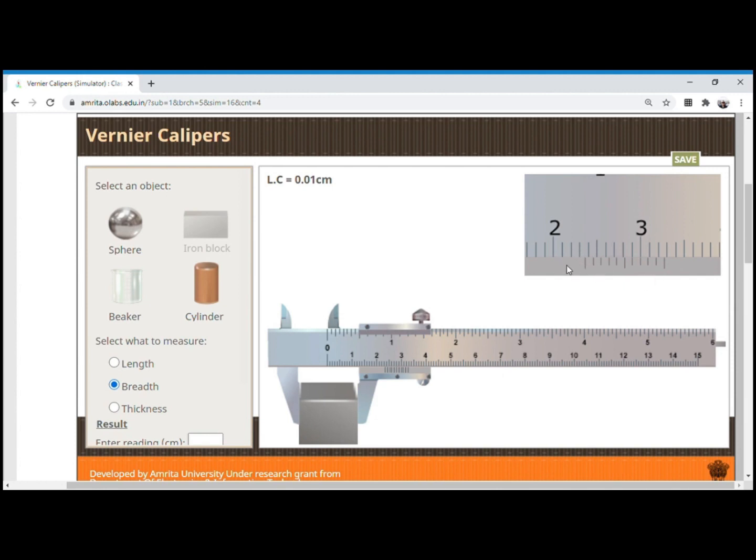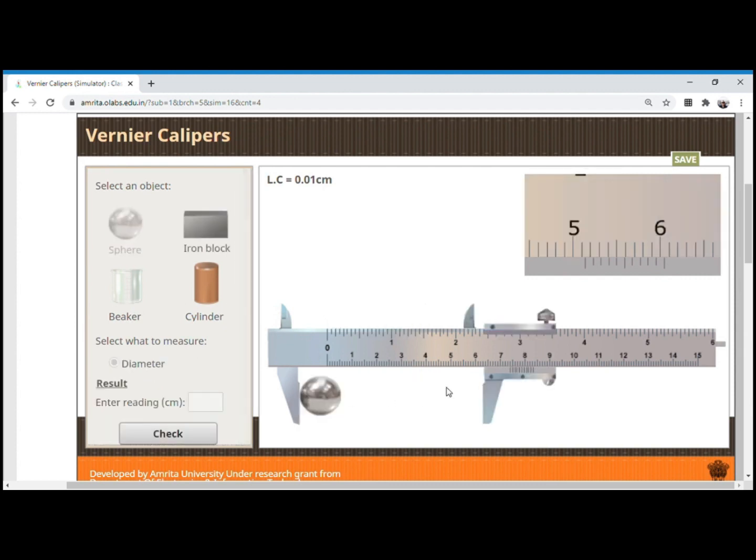We can measure the diameter of a ball, even a small ball, and you can try using a vernier caliper by accessing amrita.olabs.edu.